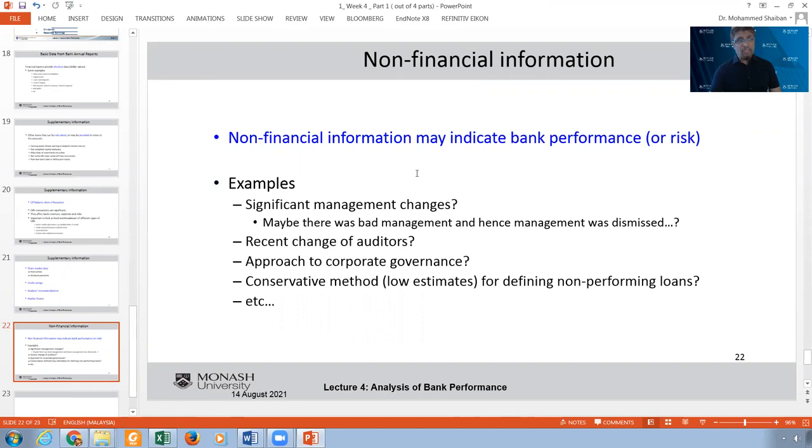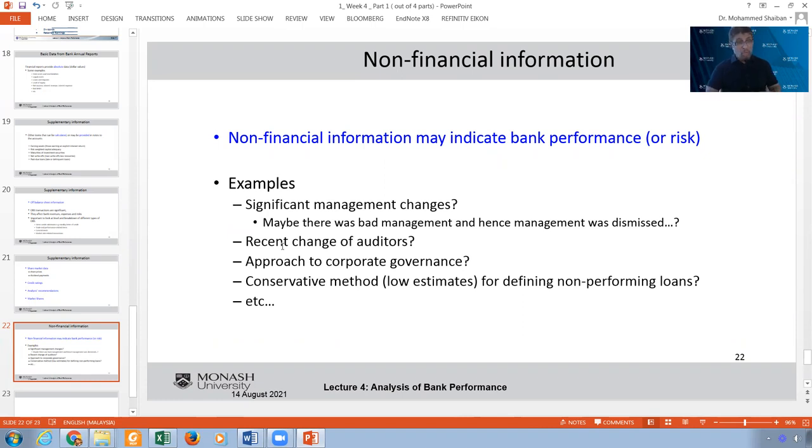We have non-financial information that may indicate bank performance or risk. For example, we can have information about significant management changes. If we have huge and frequent turnovers of CEOs and CFOs and employees inside the company, that will signal some problem. You have to take care of that.